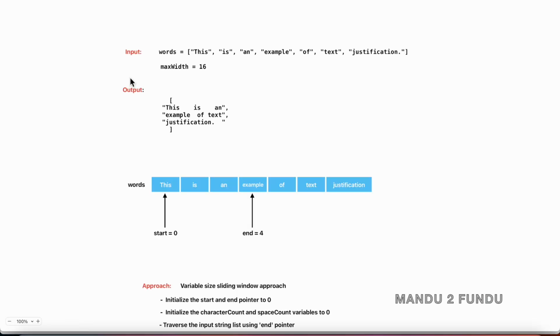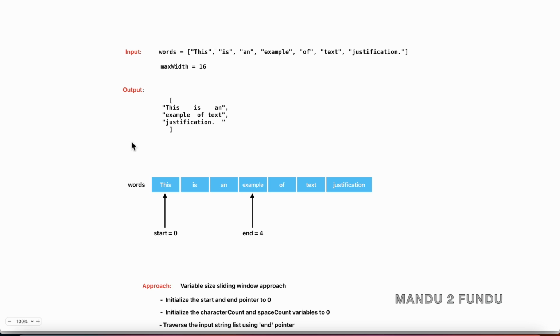Let's look at the approach to solve this problem. So we are given this input words array which has 7 words. This is an example of text justification, and the max width is equal to 16. The expected output has 3 lines. First line is this is an, and for there are 4 spaces in between, and example of text. So between example and of there are 2 spaces, and between of and text there is 1 space, and the last line is left justified and it is appended with 2 spaces.